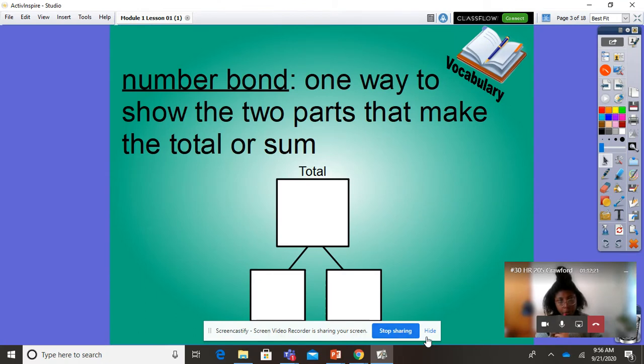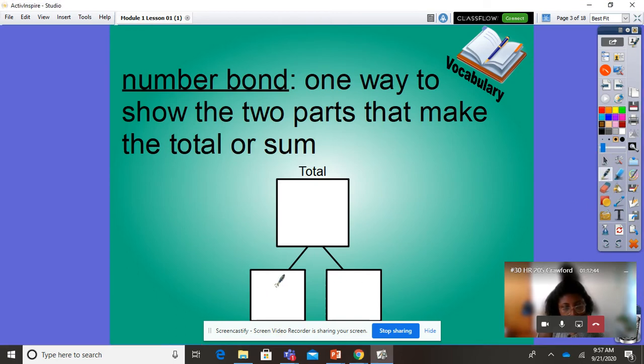First, let's go over our vocabulary. This is a number bond, and I know some of you have seen it look as if these were circles before, but they could also be squares. This is 2 parts, and that's the total, how much there is all together. So we have 2 parts and a whole.